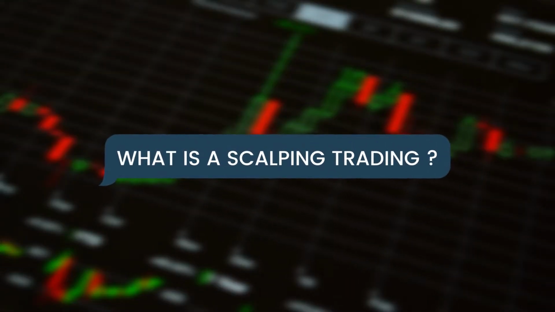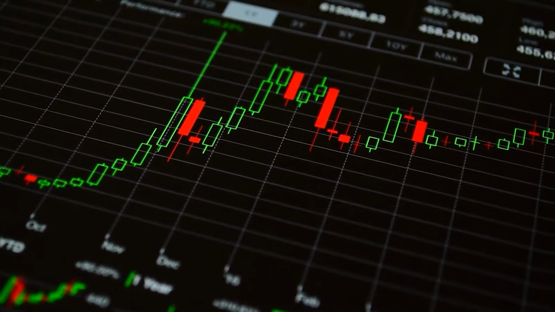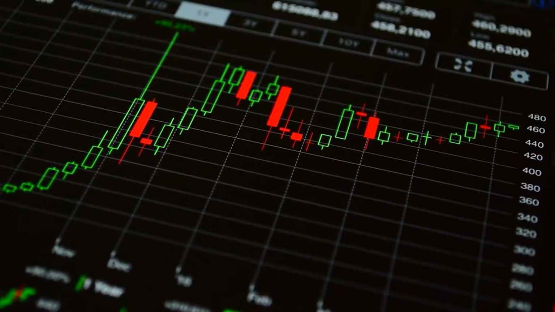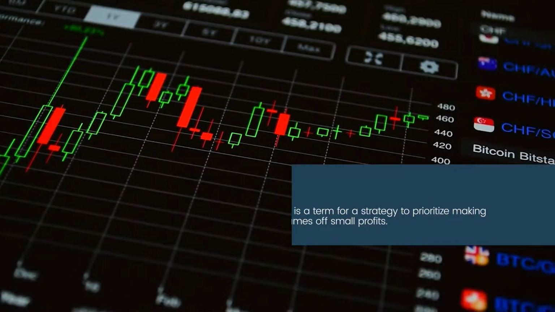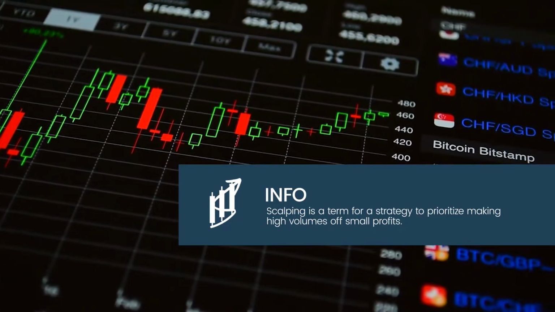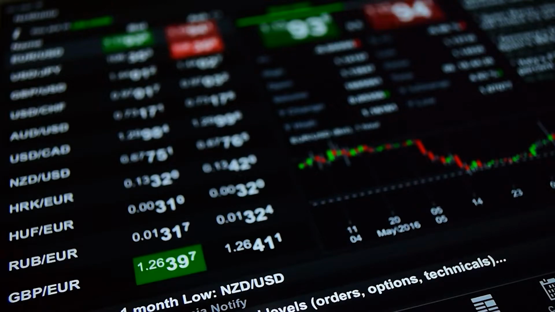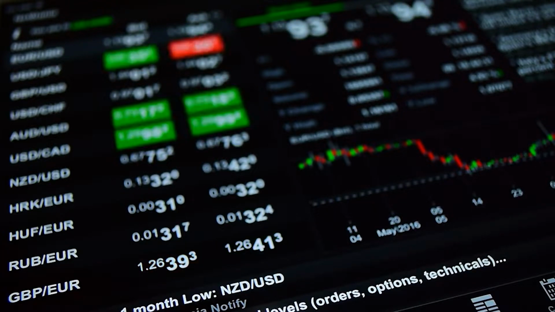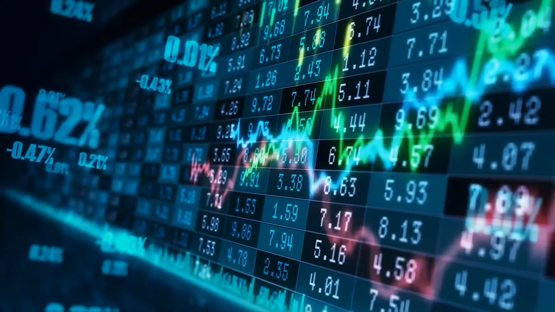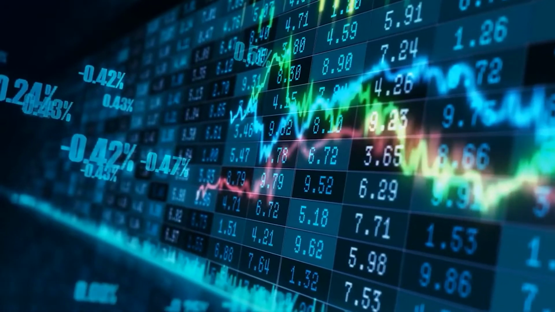What is scalping trading? According to Investopedia, scalping is a trading style that specializes in profiting off of small price changes and making a fast profit off reselling. In day trading, scalping is a term for a strategy to prioritize making high volumes off small profits. Scalping strategy targets minor changes in intraday stock price movement, frequently entering and exiting throughout the trading session to build profits. In this video, we will use a scalping trading indicator called tonyux EMA Scalper Indicator.